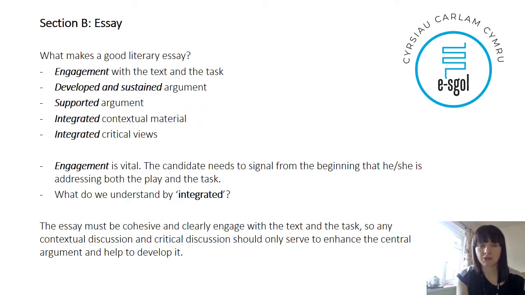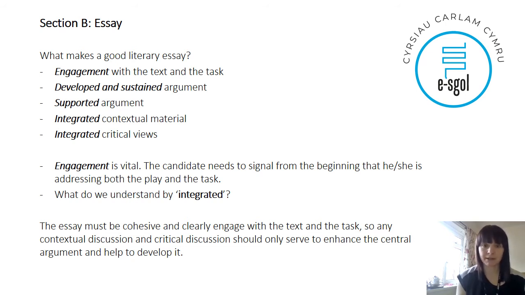And then if we look at section B, the essay, what makes a good literary essay? Engagement with the text and the task, a developed and sustained argument being presented, a supported argument which has integrated contextual material and integrated critical views. That word integrated is what's important. Engagement is vital. You need to signal from the beginning that you are addressing both the play and the task.